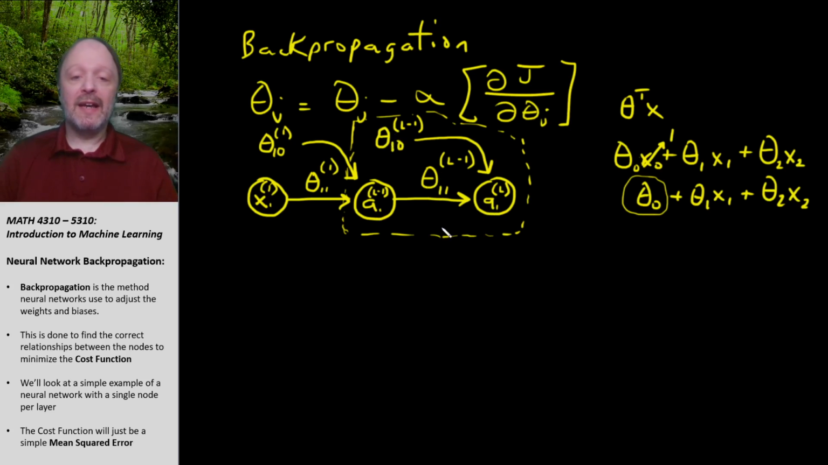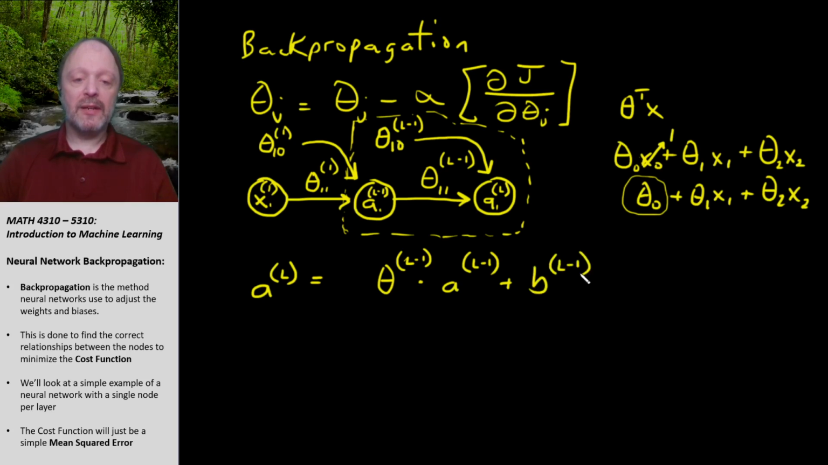So I can make a schematic of that as this activation here, and I'm going to drop the little subscript ones, since there's only one of them. I don't have to worry about it. It'll be obvious which one I'm talking about. So the last activation is a product of theta of the previous weight, I should say, the previous parameter, L minus 1, times the previous activation, the L minus 1 activation, plus the previous bias, the L minus 1 bias, okay?